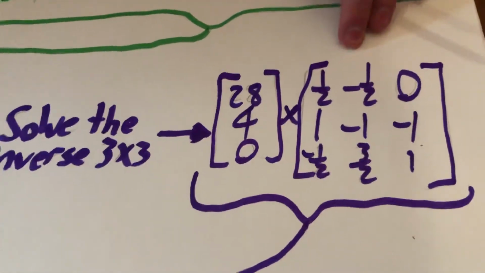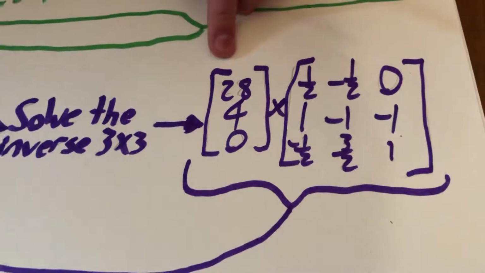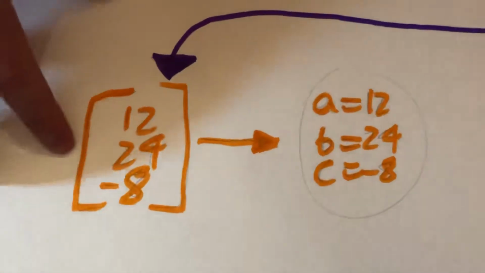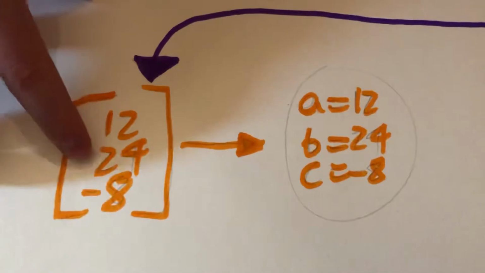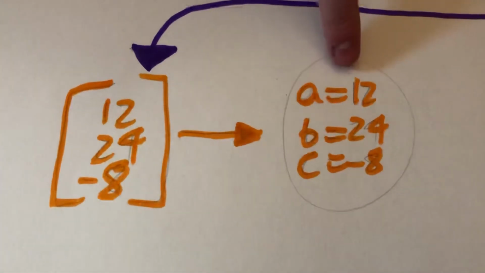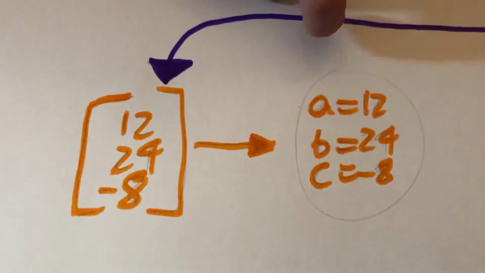non-inverse matrix that then must be multiplied by the solution 1 by 3 matrix in order to bring about the final solution of the equation, which is a 1 by 3 matrix of 12, 24, and -8, which then interpreted means there are 12 apples, 24 bananas, and 8 pears.